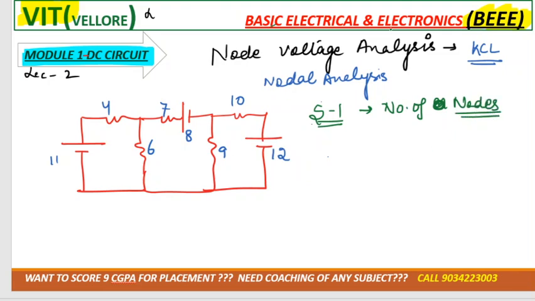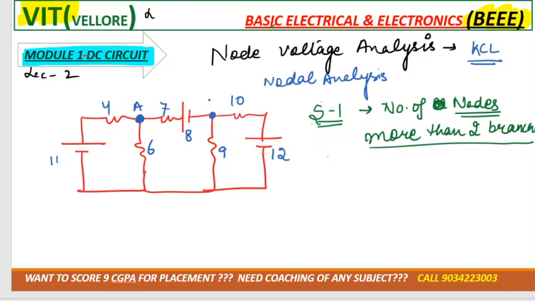What is a node? Basically, a node is a point where more than two branches or wires must be connected. So this is one node, A, and this is another node, B. Can we consider this a node? This one? No, because it consists of two wires only. And this one is also a node. This one is also a node, right?